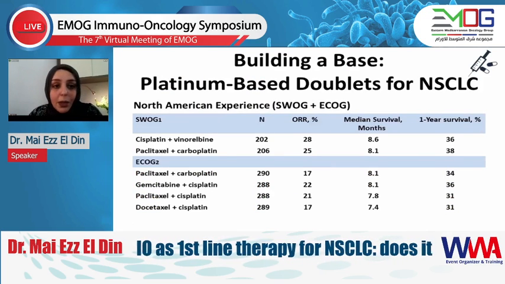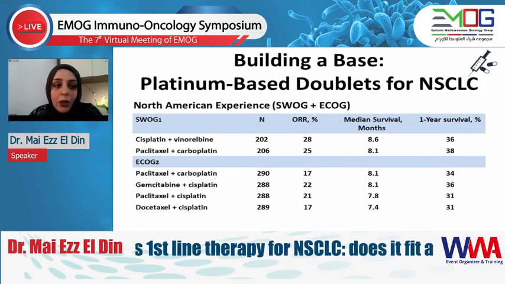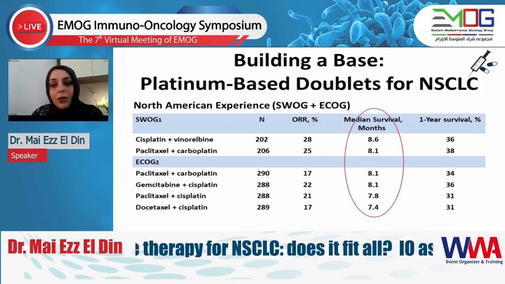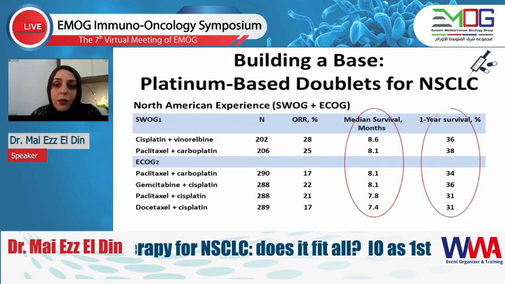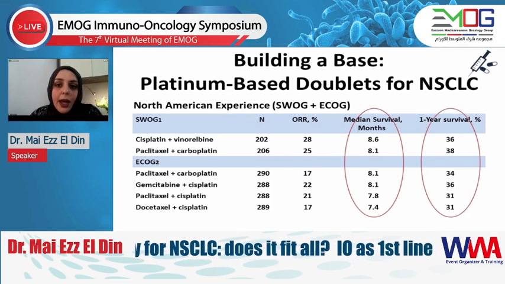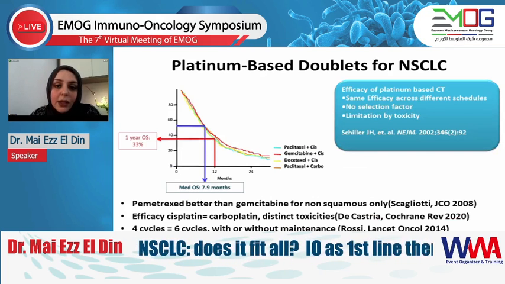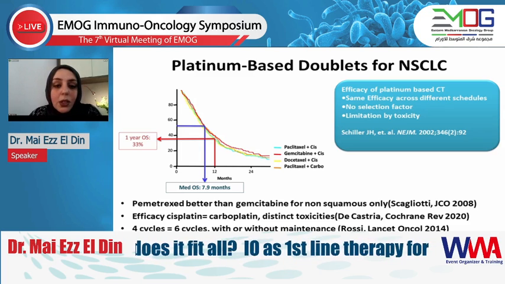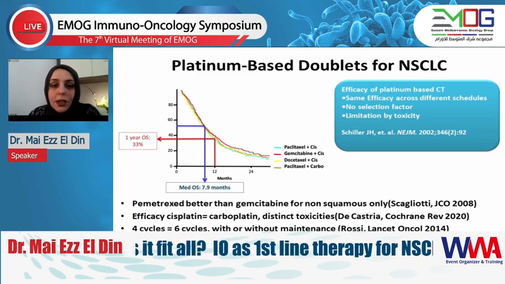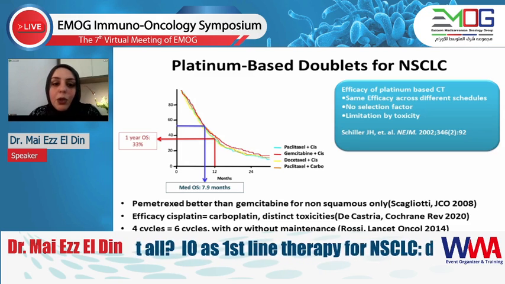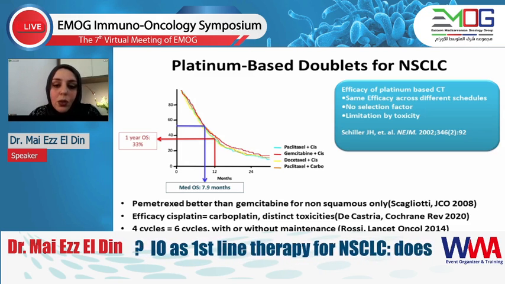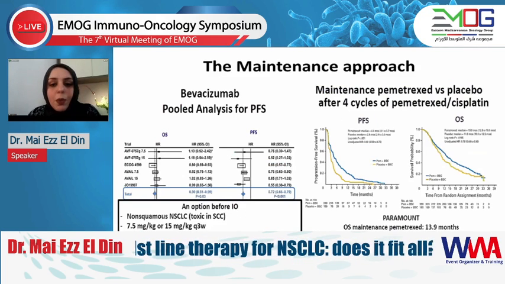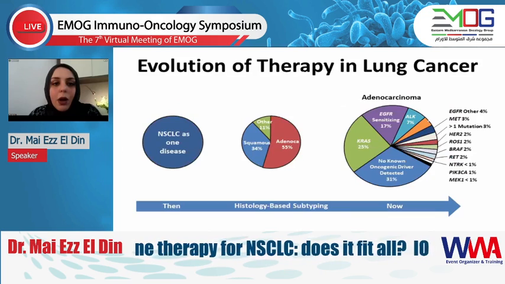And for years, we've been building the base of platinum-based therapy with different regimens all having similar median survival and 1-year survival in the range of 30-something%. Since they were not that effective, attempts were made to decrease the toxicity of these agents. Perhaps 4 cycles was enough, and perhaps pemetrexed was better for non-squamous histology. And maintenance approaches were pursued just to pass that 1-year mark with bevacizumab and pemetrexed.